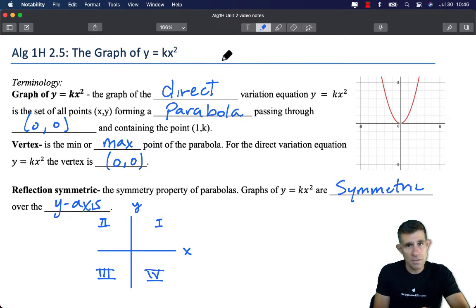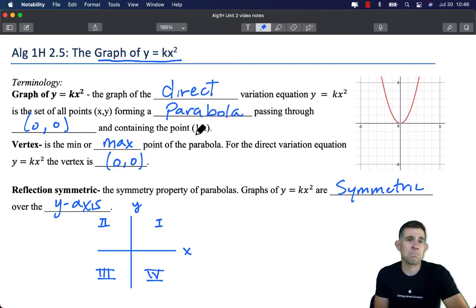Well, we're going to take a look at the differences and the similarities that our graph today of y equals k times x squared produces. So first off, the graph of y equals k times x squared is the graph of a direct variation equation where we are squaring our independent variable. Now, it is a set of all points (x, y) that forms a parabola. So if you take a look over at the right, our graph has this U-shape. This U-shape is known as a parabola. It passes through the origin as well, (0, 0), and it always contains the point 1 over and k up or down.